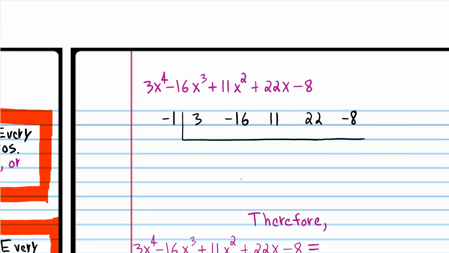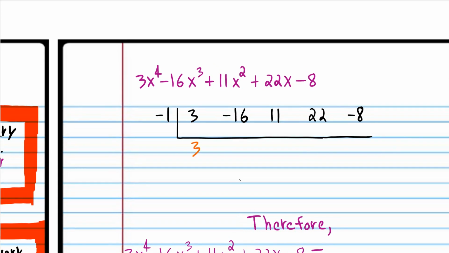And so now we'll use synthetic division. We're going to drop the 3. And then we're going to multiply these numbers to get -3. And then we're going to add these numbers to get -19. Then we're going to do the whole thing over again. We're going to multiply these numbers, and we get 19. Add these numbers, and we get 30.